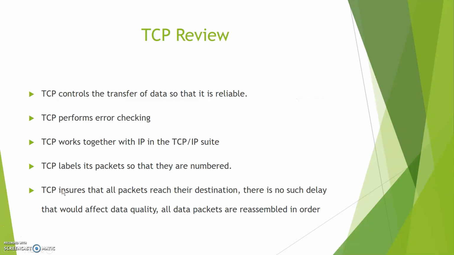So to wrap up, I'm going to go over the key points of TCP. The main things that need to be known are that TCP controls the transfer of data so that it is reliable. TCP is all about reliability. TCP performs error checking and makes sure that the packets arrived in the way that the sender intended, and it will resend if they did not. TCP works together with IP in the TCP/IP suite, a very common thing you will see. TCP labels its packets so that they are numbered. As I talked about in addressing, there's no elaborate addressing system. TCP just labels its packets so that it can track them and perform error tracking.